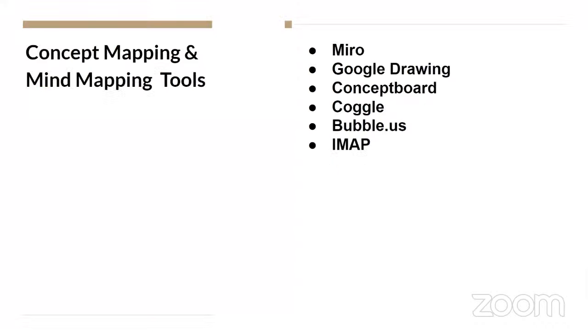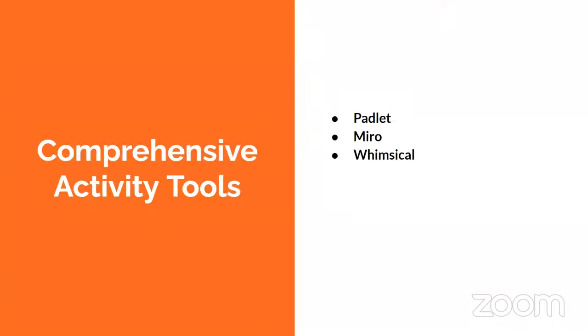Okay. And similarly, the concept mapping and mind mapping. These are again interesting tools. And mind mapping, actually, I have told you a tool in the name of MindMaster. And apart from this, you can also use these tools like BRAOU, Google Drawing, Concept Board, Bubbl.us, and iMap. And finally, no, not pre-final. It's a comprehensive activity tools: Padlet, Miro, and Whimsical. These are the tools which are used for this purpose.